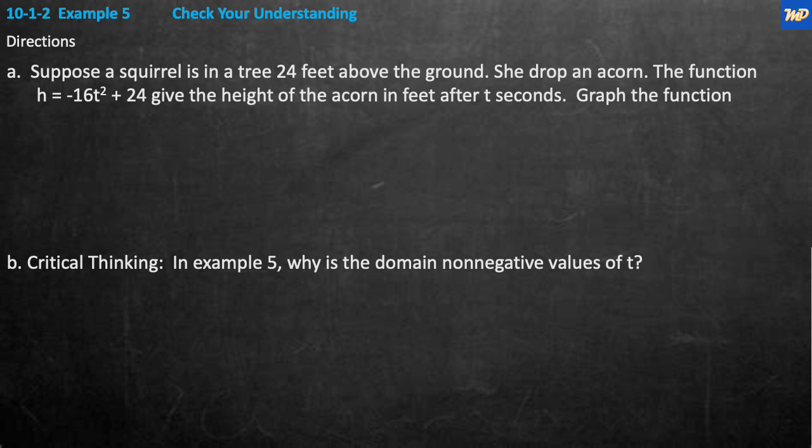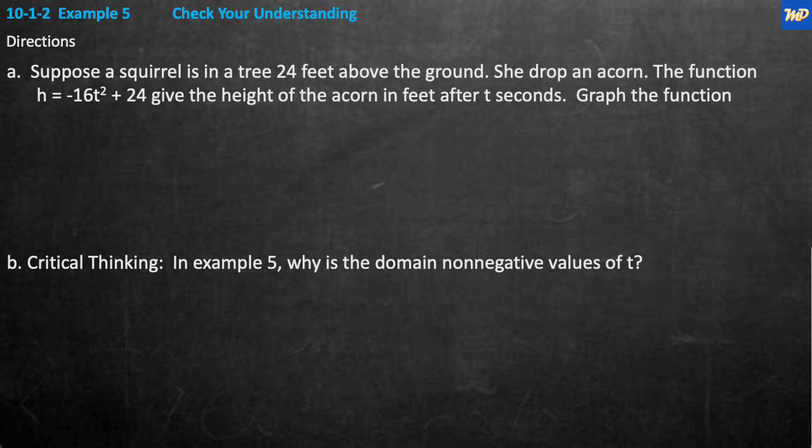Okay, example 5, check your understanding. You're going to do this on your own, but it says, suppose a squirrel is 24 feet above the ground in a tree. She drops an acorn. The function h is minus 16t squared plus 24. It gives the height of the acorn in feet after t seconds. So what they're saying is, as t moves on, the height is going to change. It says graph the function, so do this on your own. When you come back, we'll make a table and a graph, and we'll see how it turns out.